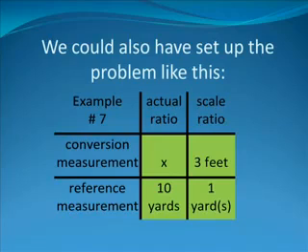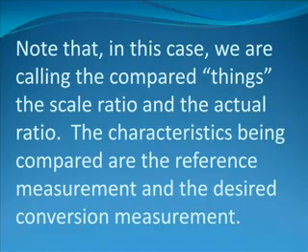Alternately, we could also set up the problem like this. You always have your choice as to whether to use rows or columns for the characteristics compared. Although, in my experience, it seems to work better if the items name the columns and the characteristics name the rows. But either way will work fine. Note that, in this case, we are calling the compared things the scale ratio and the actual ratio.